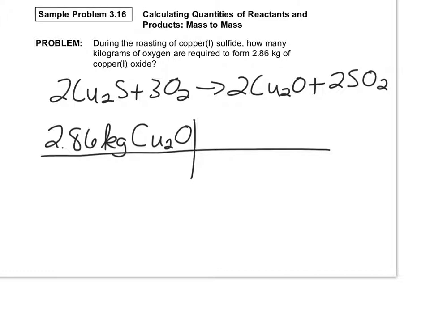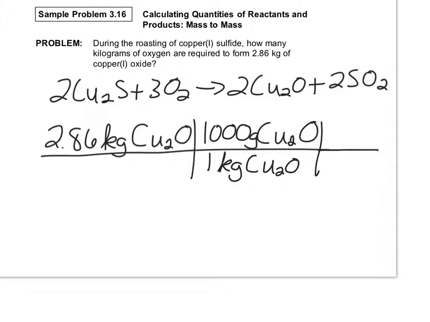And we all know from chapter 1 that in 1 kilogram, so that's got to go in the bottom because I'm starting out with it in the top, there are 1,000 grams. And now I can use my molar mass from the periodic table to get from grams to moles. So let's see, I've got 2 coppers, so 2 times the molar mass of copper from the periodic table, which is 63.55, plus 1 oxygen, which is 16 grams per mole from the periodic table, is 143.1. So 143.1 grams of copper oxide in 1 mole of copper oxide.